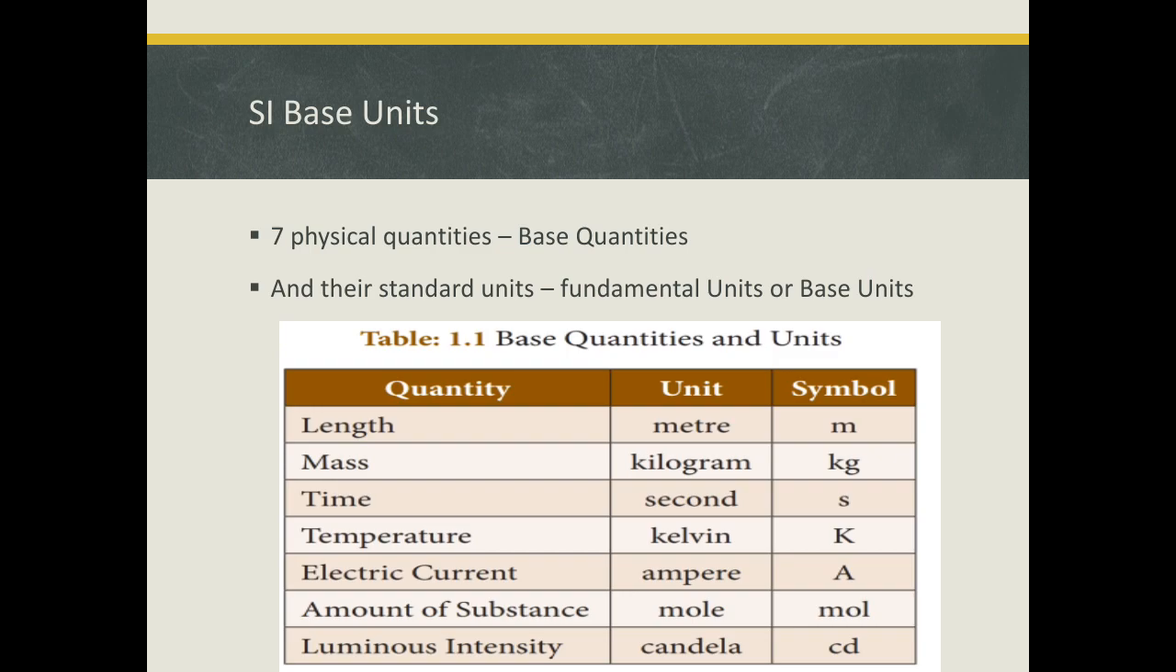Why is it so? Because Kelvin and ampere are the names of two different scientists. Whenever an SI unit is named after a scientist, we write the symbol with a capital letter, and in the full form we start with a small letter. Like we have started Kelvin with a small letter k, but when it comes into symbolic form, it is capital letter K. Ampere also, in full form, the a is a small letter a, but in symbolic form, it is capital letter A.